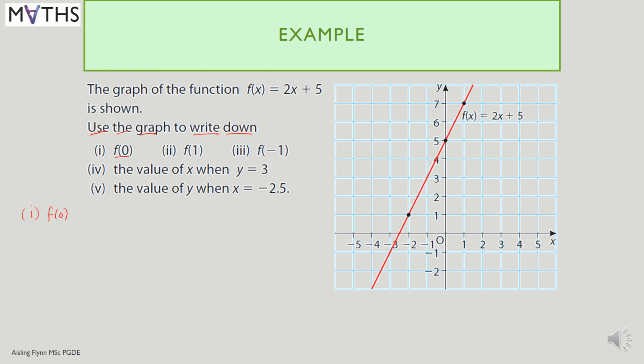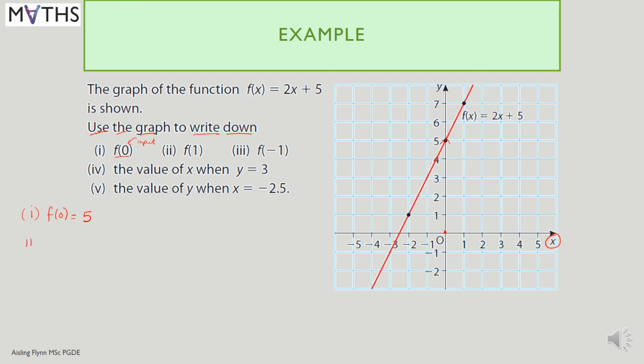So f of 0. So 0 takes the place of x here. It's an input. So let's find 0 on the input axis, which is the x-axis. And 0 is here. So we're going to find the corresponding output. So for 0, it's just straight above it. The answer is 5. So f of 0 equals 5.